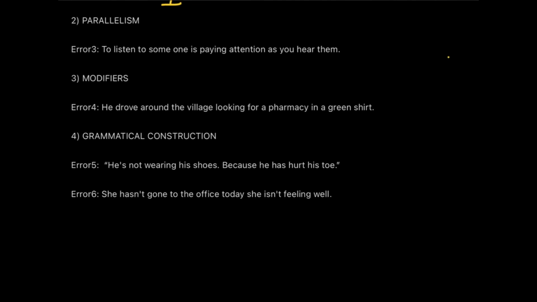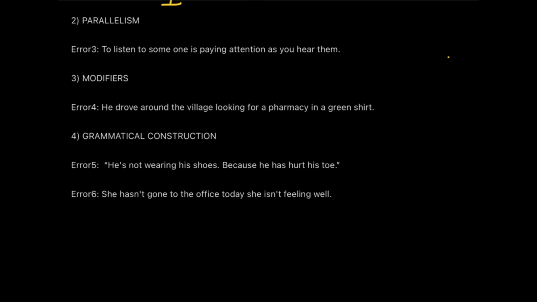Just as a mathematical equation needs balance, a sentence too, when representing the ideas that contain different elements, must have parallel construction so that these elements balance each other. Just for an example, let's first find out the error in sentence number 3. To listen to someone is paying attention as you hear them. Well, what's the problem here?